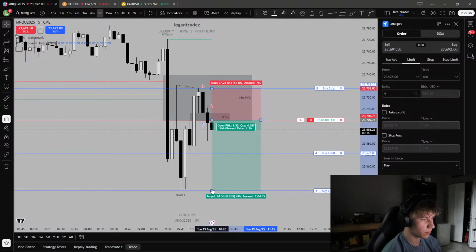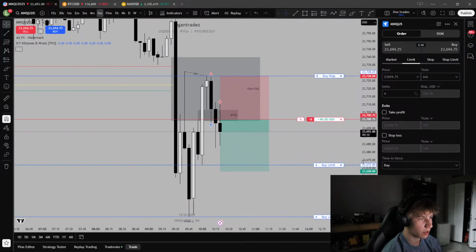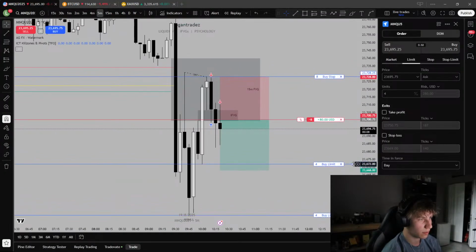Don't really know if I want to do partials here, because I only need this for the payout, for the copy traded payout. So I might just target this. Yeah.